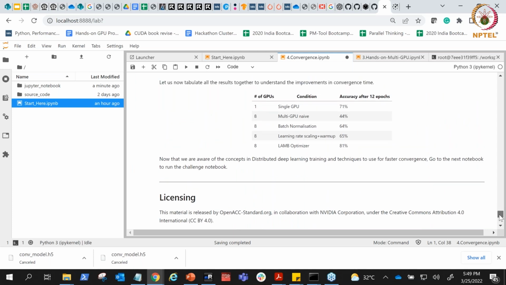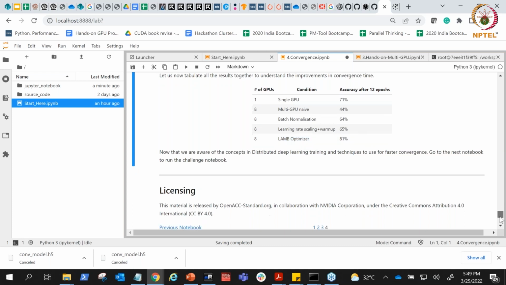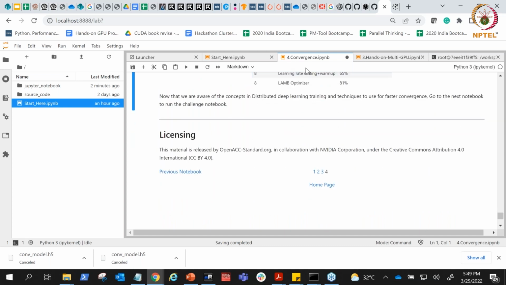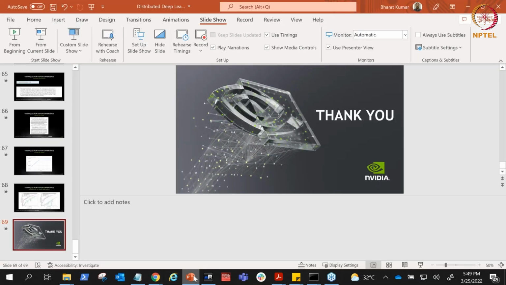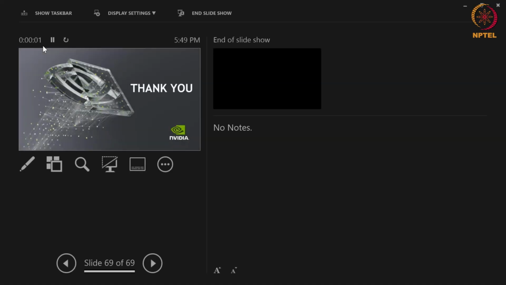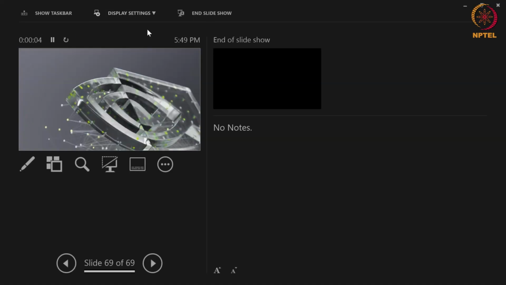So if you see, we started with a single GPU, which gave around 70%. We used a naive implementation of multi-GPU, which reduced it. But then we used techniques like batch normalization, learning rate with warm-up, and then finally we also looked at certain additional optimizers, which are much more suited when we talk about distributed deep learning. So with that, we are kind of done with the 3 series lecture that we were having on distributed deep learning.